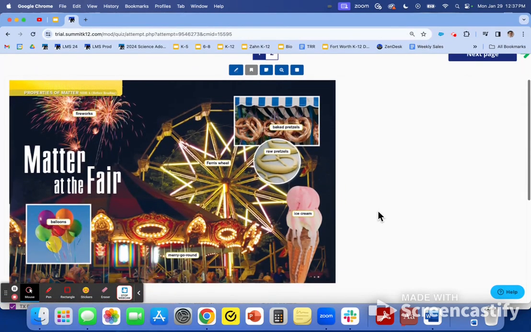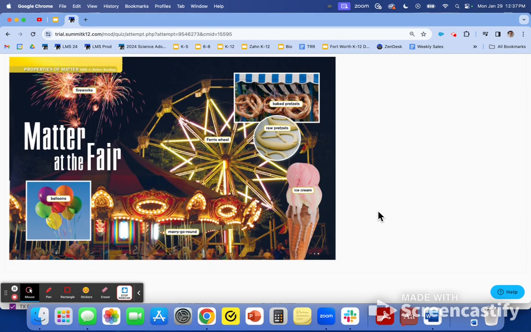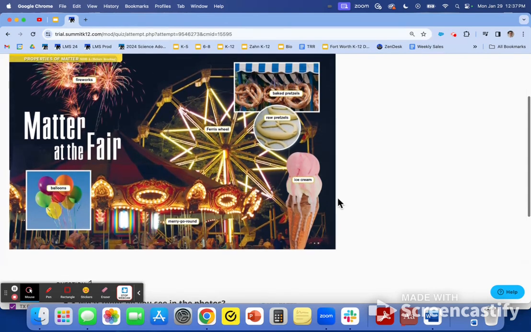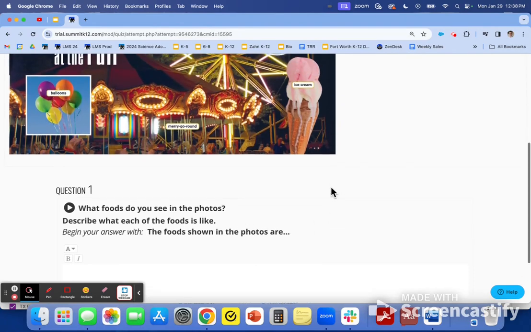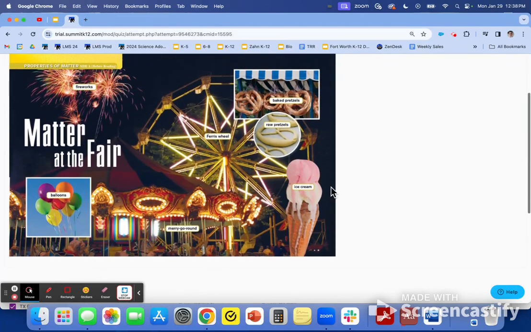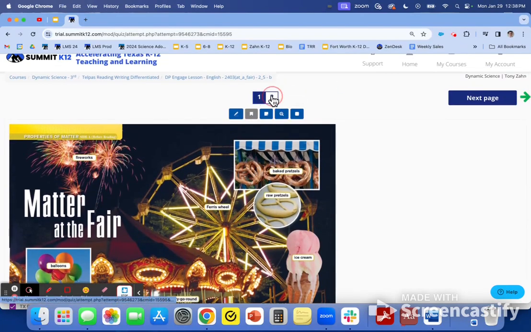You see there's an image, and it's relevant, matter at the state fair, pictures that students should be familiar with. All of the vocabulary is labeled, and the prompt is, what foods do you see in the photo? Describe what each food is like. Begin your answer with. It even includes a sentence starter there, knowing that your students might need that level of support if they're beginning writers. That is the beginning level.